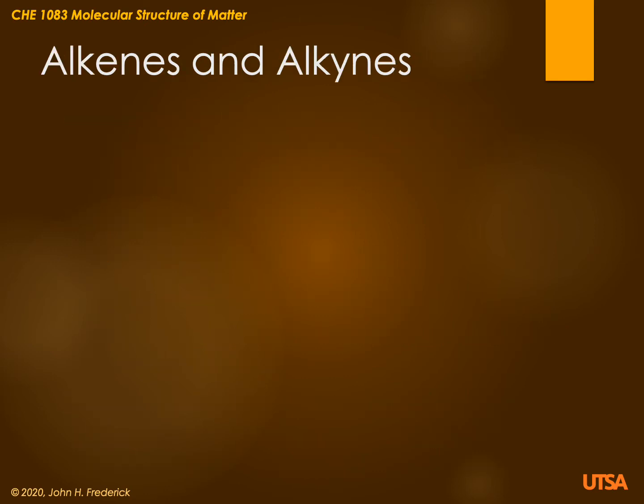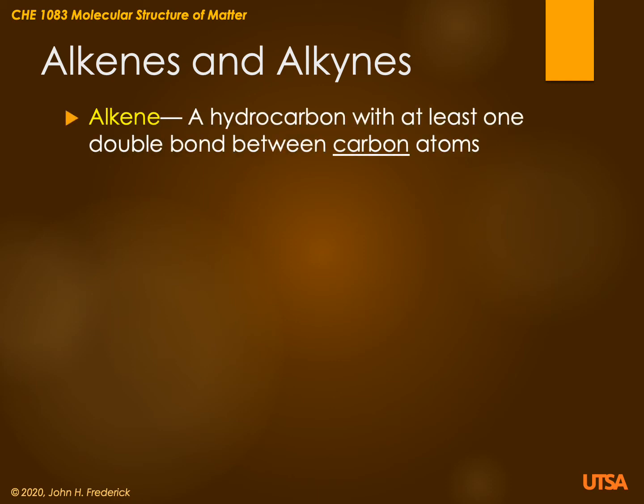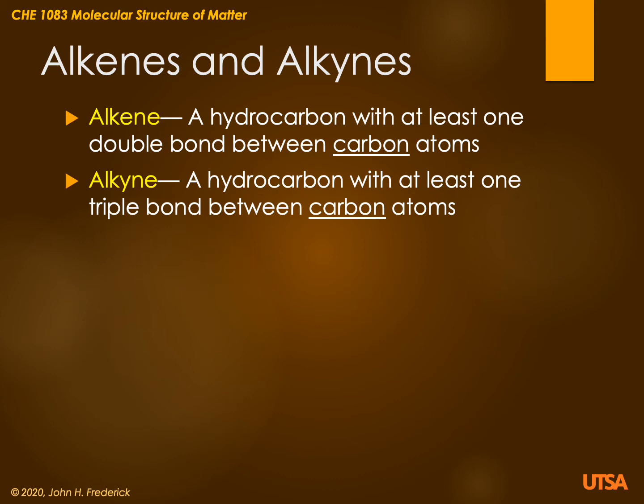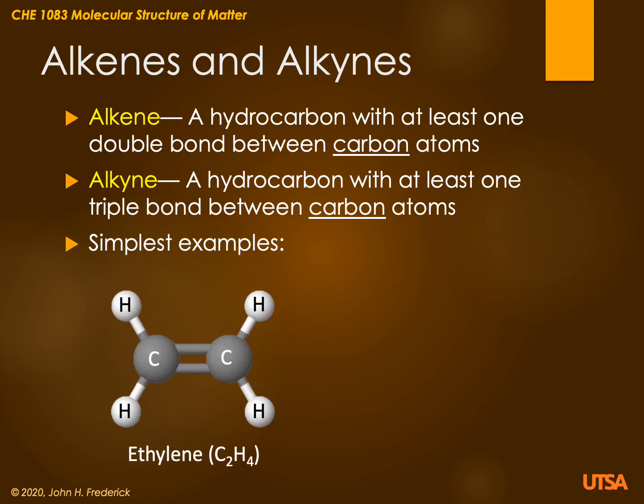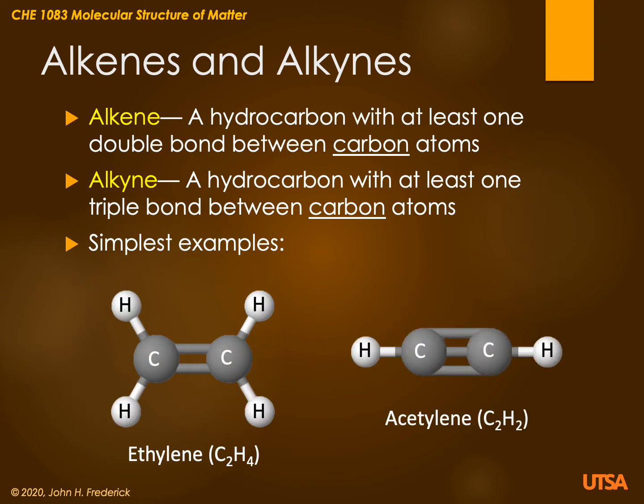Now, this is leading us into the realm of alkenes and alkynes, something that we'll talk about a little bit more in Module 7. But let's go ahead and tackle their definition now. An alkene is a hydrocarbon that has at least one double bond between carbon atoms. An alkyne has at least one triple bond between carbon atoms. So the simplest examples, the ones with only 2 carbons, include ethylene, which is C2H4, and acetylene, which is C2H2. So what would be the degrees of unsaturation for each of these?